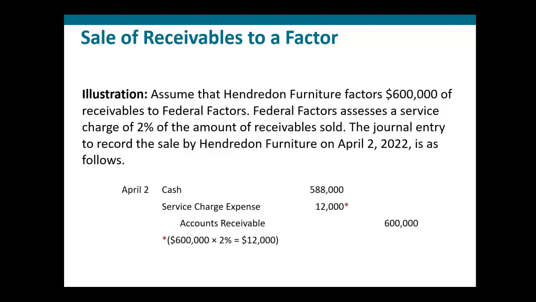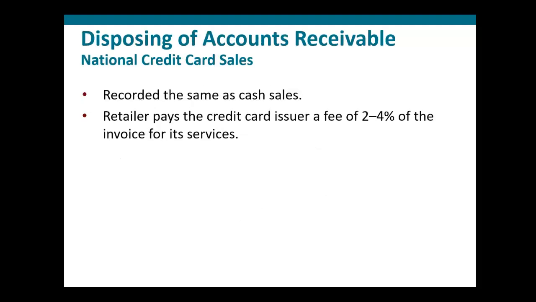You would debit cash for $588,000. It may be easier to do it this way. You're going to credit accounts receivable for $600,000 because those people don't owe you anymore; they owe somebody else. You're going to get charged a fee of 2% of $600,000, or $12,000. That's your service charge expense, and so cash would be the difference. In this case, $588,000. So debit cash $588,000, debit service charge expense $12,000, credit accounts receivable $600,000.